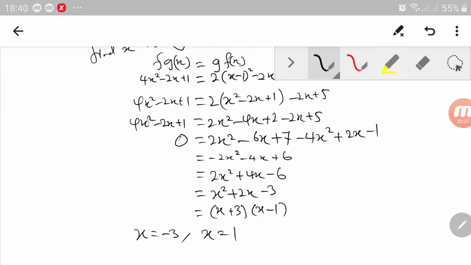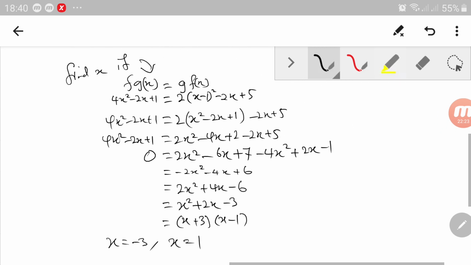So the values of x that will satisfy f composite g equals g composite f are x equals minus 3 or x equals 1. So thank you for your time and attention. Assalamualaikum. Have a good day.